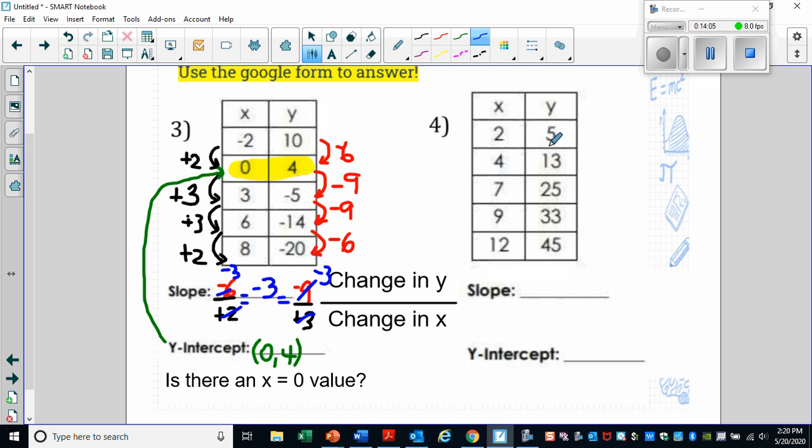Now this last one, it's similar to the previous, where you need your change in y divided by change in x. So in this case, I'm working sort of from right to left. If we look at our change in y, we first see that from 5 to 13, we go up 8. But now we see that from 13 to 25, it's up 12. 25 to 33, that's up 8. And then from 35 to 45, we go back up 12.